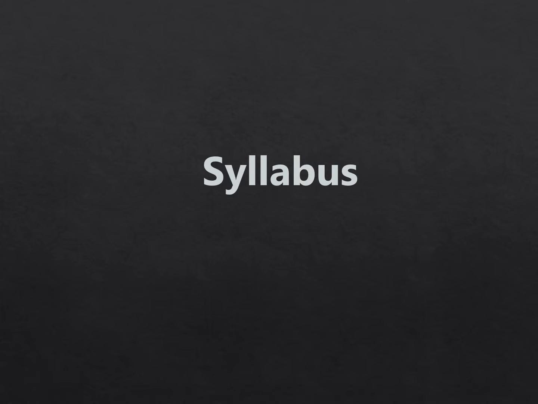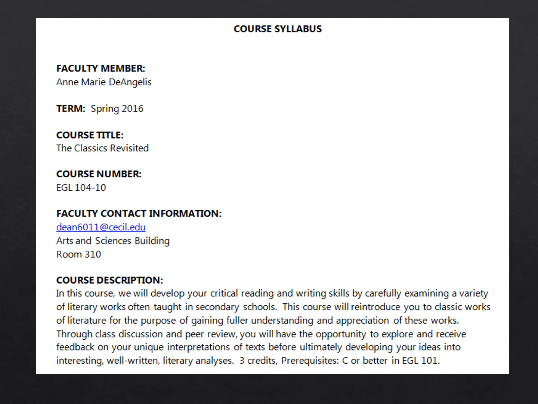Now let's take a look at the syllabus. Okay, if you look at the course description with me, as it says, this course will develop students' critical reading and writing and also thinking skills, and we'll be examining a variety of literary works that are often taught in secondary schools. And the purpose, again, is to reintroduce some of these classics to adult learners so that they have a fuller understanding and appreciation of these works.